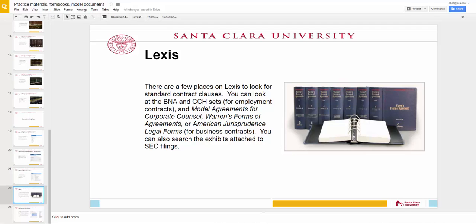Likewise on Lexis, there's a number of B&A and CCH sets that deal with employment contracts. Amjur Legal Forms also has a number of business contracts, and again, you can search the exhibits that are attached to SEC filings.